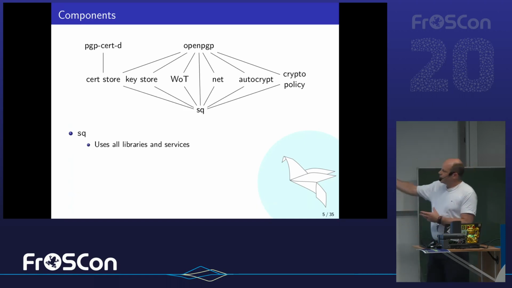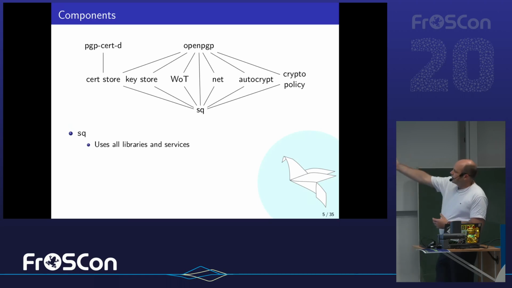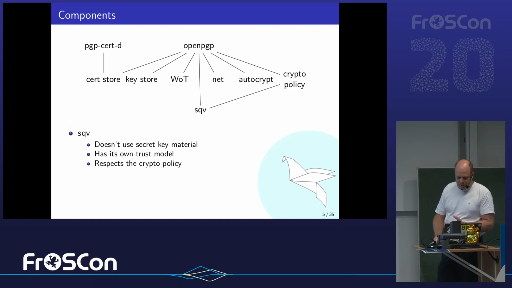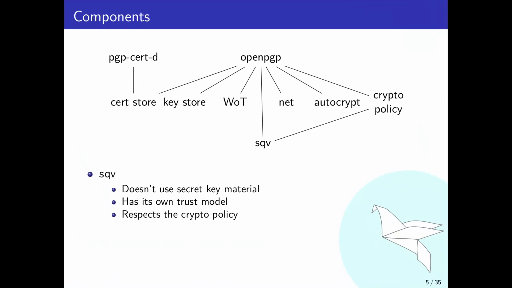Okay, so on top of that, we have SQ, which is our command line tool. And that uses all of these higher level services and also uses the low level library directly. And then we have SQV, which is a very simple verification tool. And this is used by, for instance, apt in order to check package signatures. And it doesn't use any secret key material because it's only checking the signatures. So it doesn't need to access the key store. It doesn't need these other services. It's very simple. The program itself is only about 300 lines long. And it has its own trust model that's expressed on the command line interface.